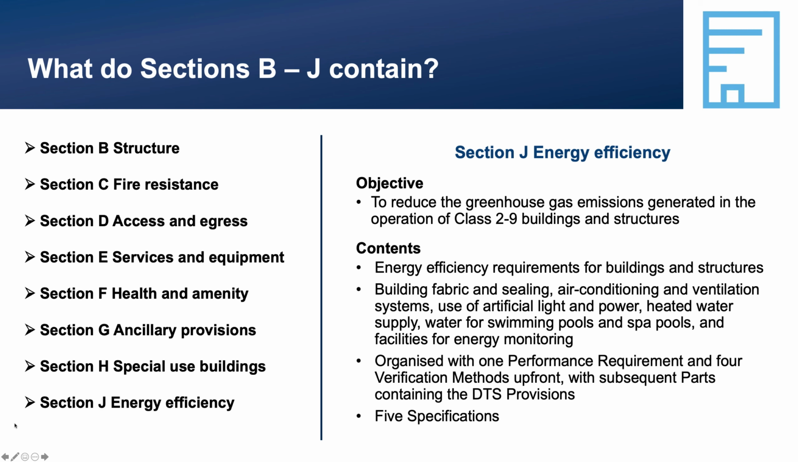There are 7 parts covering things like the building fabric and ceiling, air conditioning and ventilation systems, artificial lighting and power, heated water supply to swimming pools and spas, and facilities for energy monitoring. The contents of parts J2 and J4, which existed in previous editions of Volume 1, have been removed. The part number has been retained so as not to change the numbering from previous editions. The content of the previous part J2 has now been absorbed into part J1.